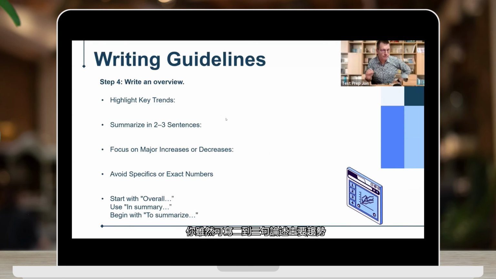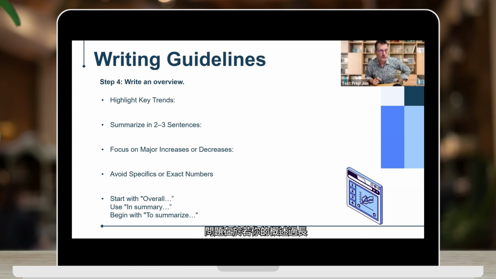Although you can summarize the main trends in 2 to 3 sentences, I like to keep it to 1 if possible, because it's simpler to write and easier to read. Although this does require higher level vocabulary and grammar. You can write it in 2 if you like, but I would suggest definitely no more than 3. And I would recommend 1 if you can. Try and keep it to 2 if you can't manage 1.